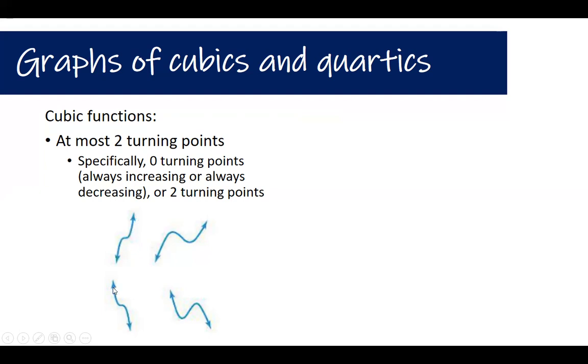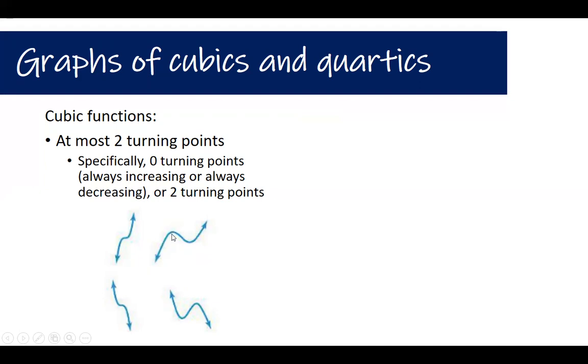So this is always increasing, and this one is always decreasing. It goes down and it slows itself down, and then it speeds back up, but it doesn't actually change direction. It's always decreasing. Over here, we have 2 turning points. So we're going to go up, up, up, up, up, up. We're going to go down the hill, and then we're going to go up again.